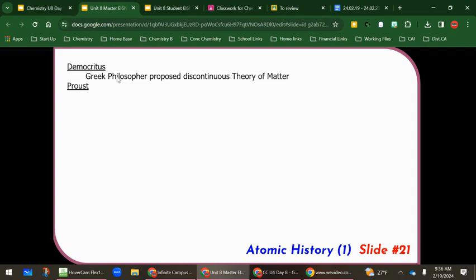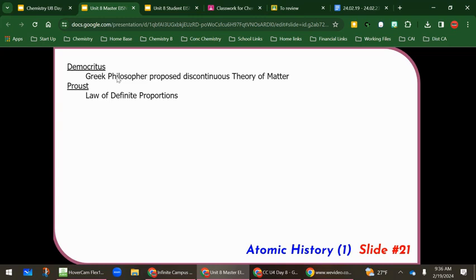Okay? So now we're going to go, ladies and gentlemen, to a man named Proust. Proust gave us something called the law of definite proportions. He came along and basically said that compounds have a definite proportion to them. So, for example, water is a compound, and he found that the definite proportion in water was 2 grams of hydrogen to 16 grams of oxygen.